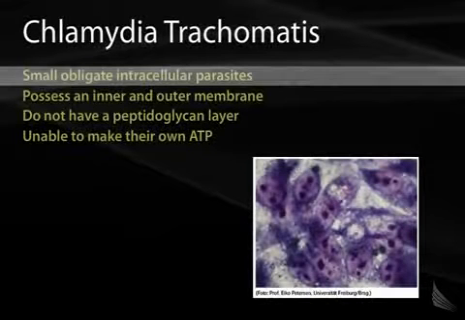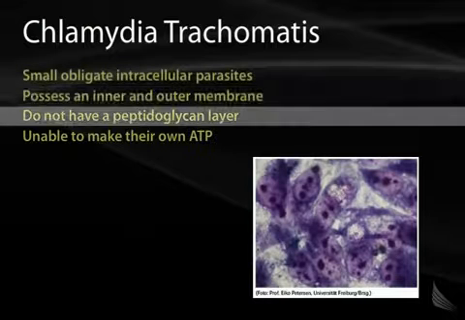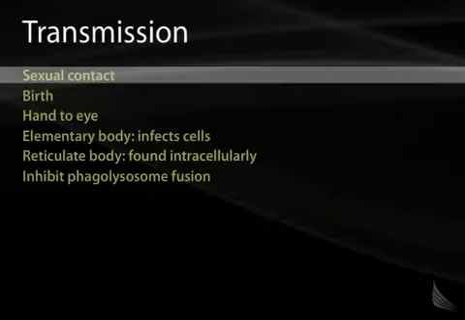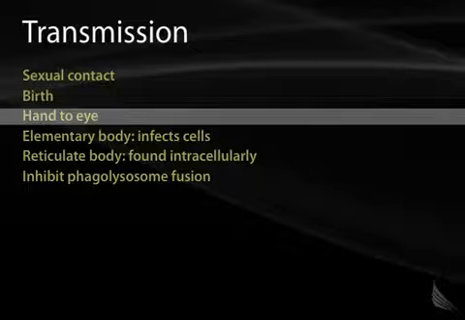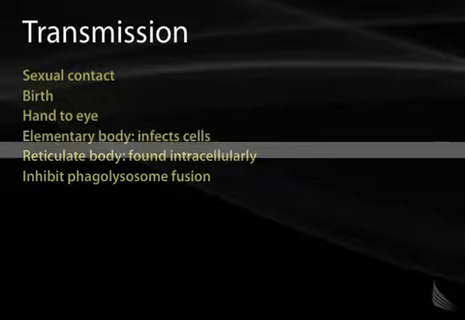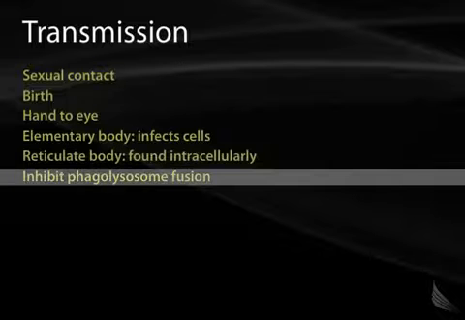Chlamydia are small, obligate intracellular parasites. They possess an inner and an outer membrane, but they do not have a peptidoglycan layer, and they are unable to make their own ATP, so they require us to make it for them. Transmission of chlamydia can come through sexual contact, through the birth canal, hand-to-eye contact. What happens is the chlamydia forms in the environment an elementary body. That infects cells and then turns into a reticulate body which is found intracellularly. Chlamydia is able to inhibit phagolysosome fusion.